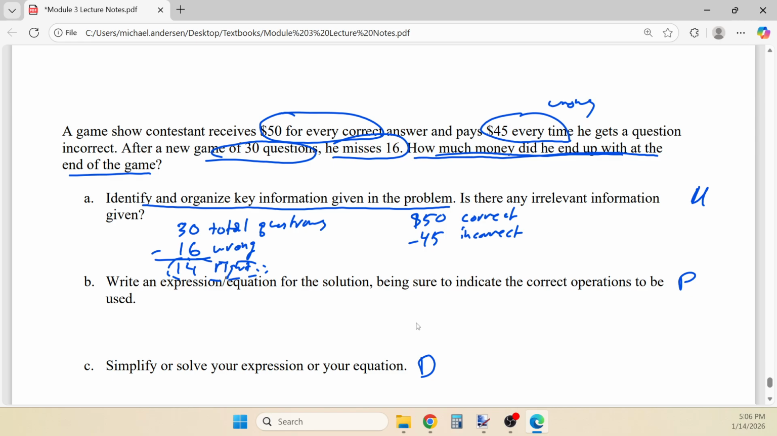Write an expression for the solution. Be sure to indicate the correct operations. Well, first off, we needed to do the 30 minus 16. You get 14 right answers. That's one thing we had to do. The next thing is we get 50 times the number of correct answers minus 45 times the number of incorrect answers. So this gets us the total money he earned, and this gets us the total money he lost. And subtracting them tells us how much money he actually took home.